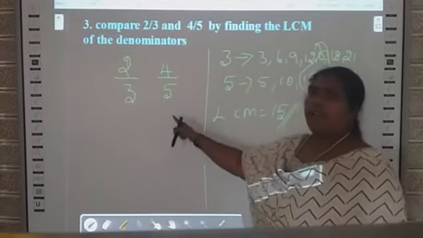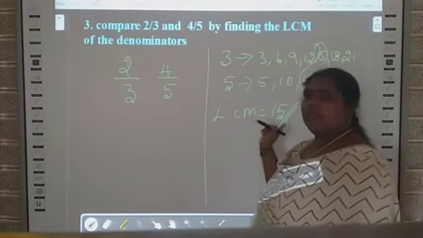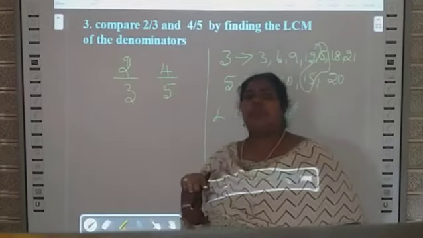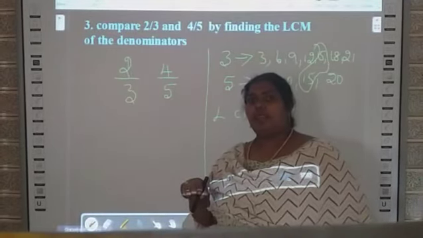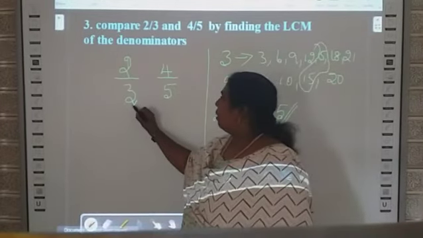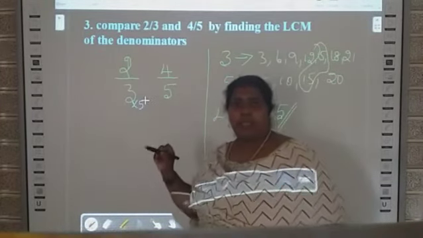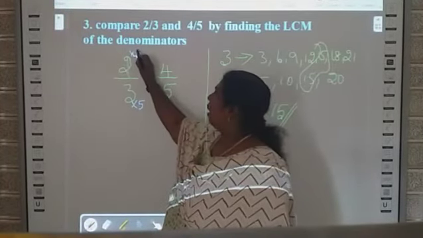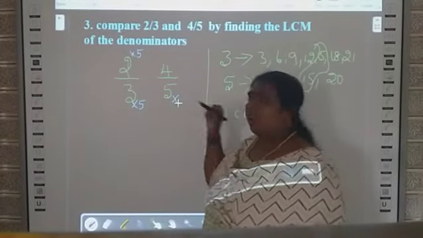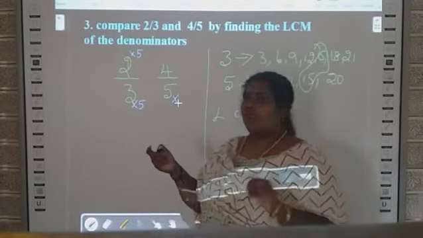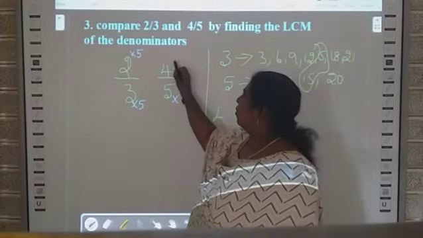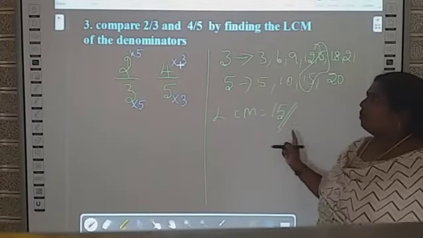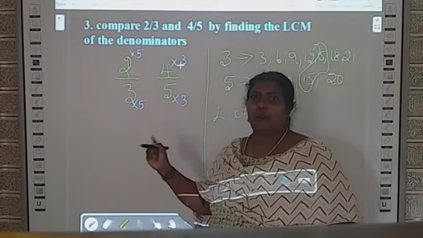Now you check here, 2 by 3 and 4 by 5. LCM is 15, so make the denominator 15. 3 how many times is 15? 5 times. So if you multiply the denominator by 5, you have to multiply the numerator also by 5. Then next, 5 how many times is 15? 3 times. So multiply by 3 here also. Now do you understand? The LCM is 15, and we want to make the denominator equal to 15.